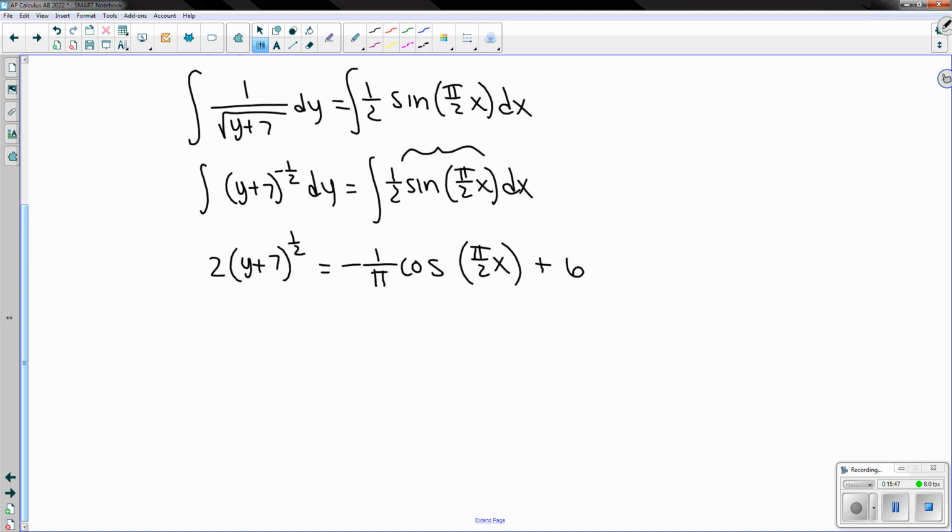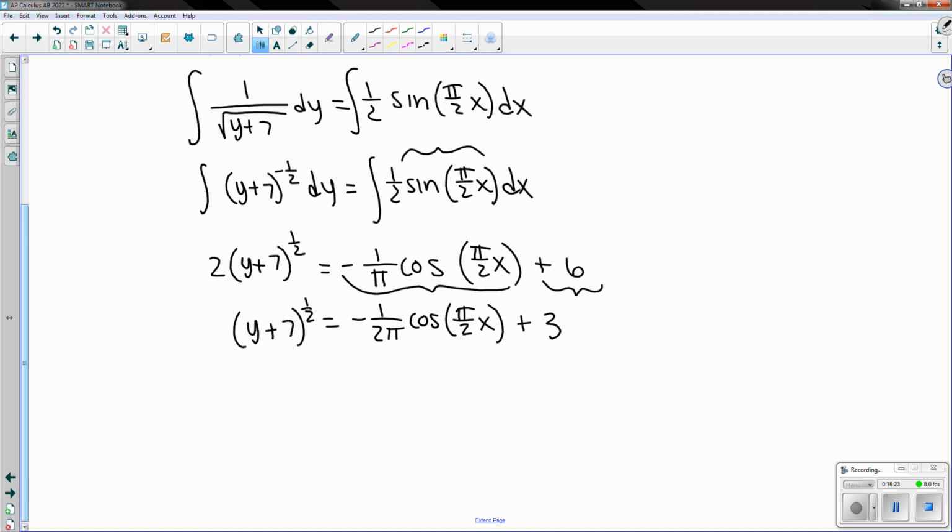Just move everything from the left to the right so we get a y equals format. Again, we don't have to simplify arithmetic on the AP exam. So if I divide everything by 2, or the same thing as multiplying by 1/2, we can start there. So we're going to get negative 1 over 2 pi cosine pi over 2 x, and then plus 3. So multiplying this whole side by 1/2 to clear out that 2, that's what was done there. So there's 2 parts to that right side, right? We have this first cosine piece, and we have this 6. So multiplying both of those by 1/2 gets us the line below.